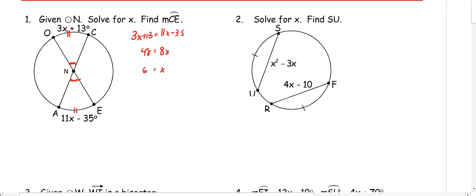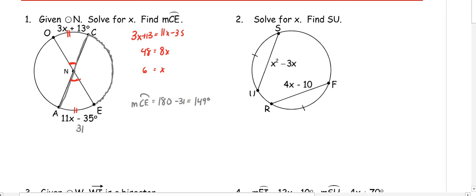Then it also wants us to find the measure of CE. I can substitute that into either arc. So I can do 11 times 6 minus 35, and I would get 31 degrees. Well, if CA is a diameter, it's creating a semicircle. So the measure of CE is going to be 180 minus 31, which would be 149 degrees.